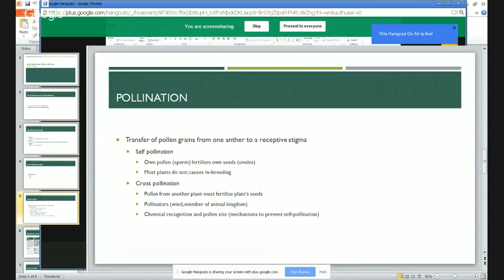Okay, with pollination, obviously it's the act of transferring pollen grains from one area to a receptive stigma. So from an anther to a stigma. Now, this can happen in two different ways. It can be through self-pollination, and it can also be through cross-pollination. So these are the two mechanisms that plants can use.